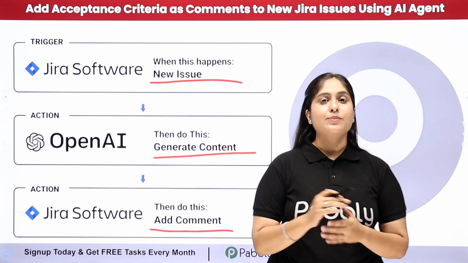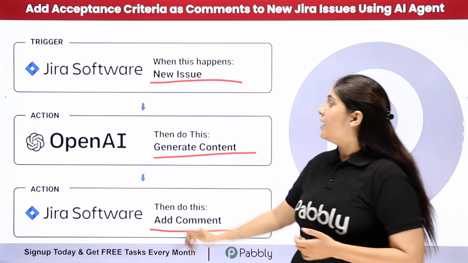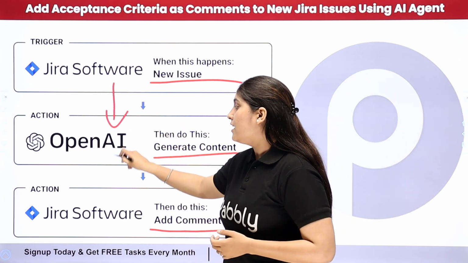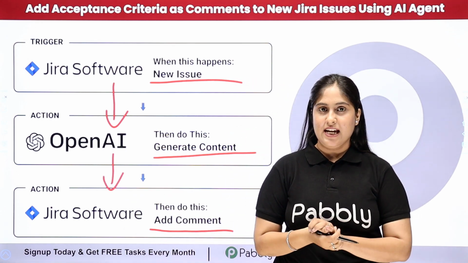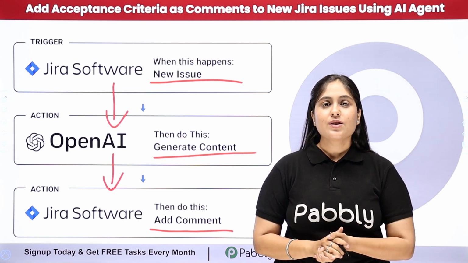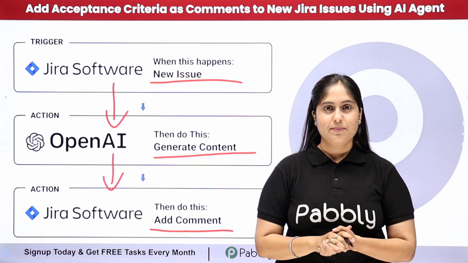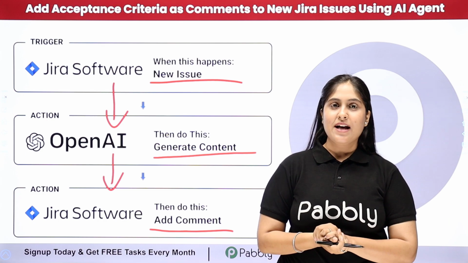So now here to automate the entire process, I need to connect my Jira account with my OpenAI account and Jira again using an automation software named Pabbly Connect. So now to see the working of this automation and to learn this process step by step, let me take you all to my screen.